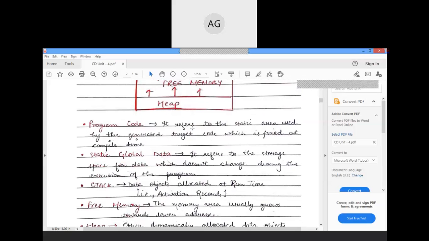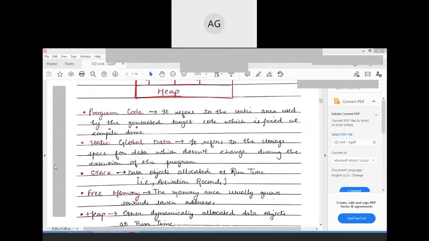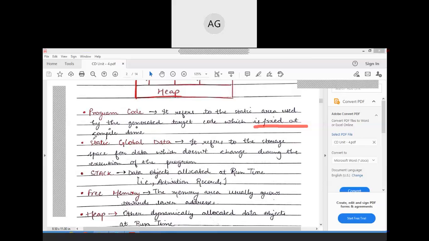So what do you mean by the program code? I have written some explanation for this. Program code refers to the static area used by the generated target code, which is fixed at compile time. Then the static global data refers to the storage space for data which does not change.